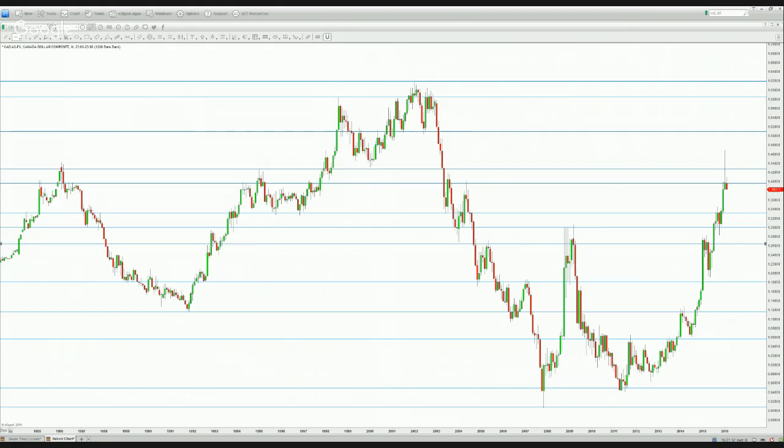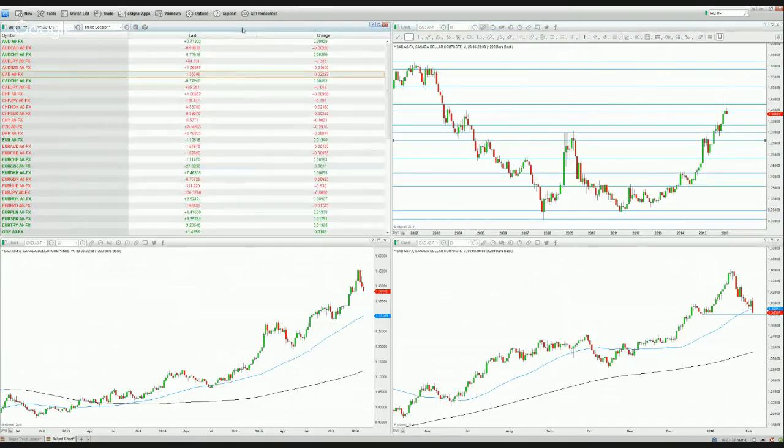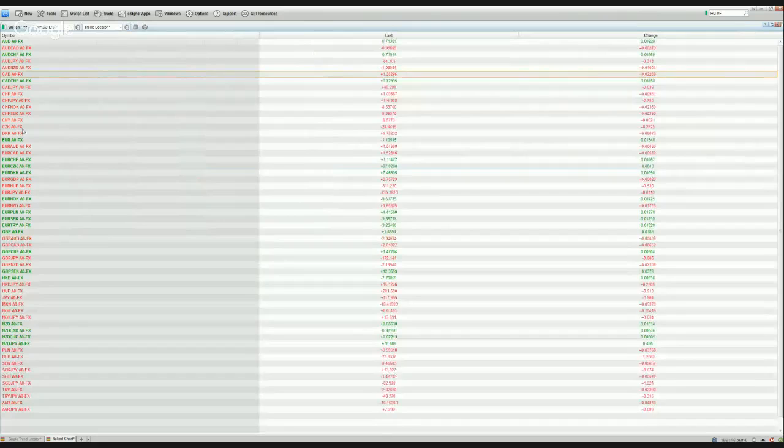So if you look at my watch list, you'll notice that I've got pretty much all the currencies available to me. So Aussie dollar, US dollar, all the way down to the South African rand, Japanese yen. I keep an eye out on all of these. So I've got all the majors, their crosses, and the exotics.